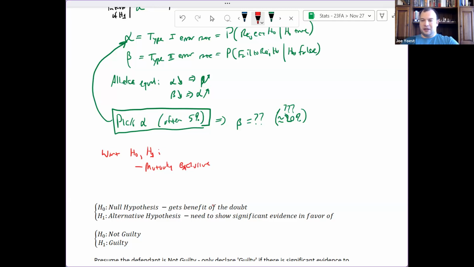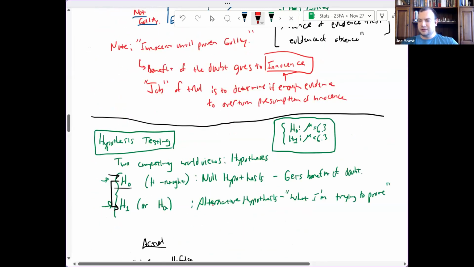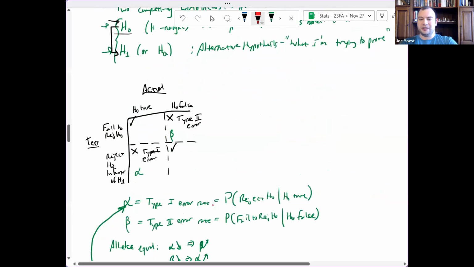Or if I'm making a statement about mu, like say this one up here, I don't want my null hypothesis to be like mu is bigger than 5 and my alternative to be like mu is less than 6, where if mu was 5.5, both of them would be true at the same time. So I think that's pretty clear. If I have competing worldviews, they shouldn't have any overlap. I don't want any situation where both worldviews are true at the same time, because if I end up in that overlap, then I don't really know which one to go with.